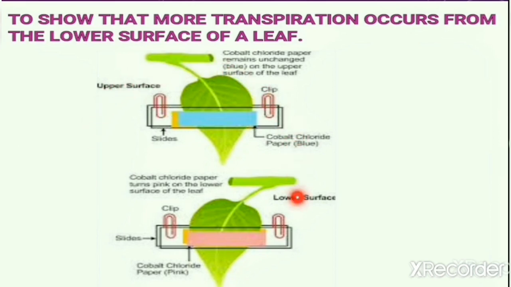And after an hour, we will observe that the piece of cobalt chloride paper on the lower side will turn pink very fast. But the paper on the upper surface will remain the same, or it will take a longer time to turn pink, because the number of stomata is greater on the lower side as compared to the upper side of the leaves. In dicot plants, generally the number is either very low or totally absent on the upper side of the leaf. So in this activity it is proved that the number of stomata is greater on the lower surface. That's why the cobalt chloride paper turns pink very soon.